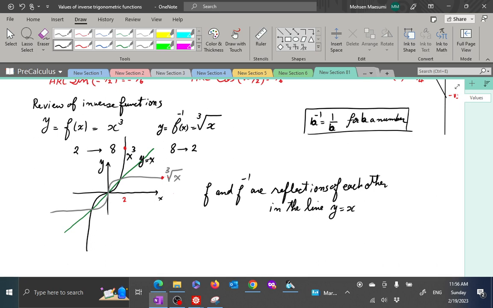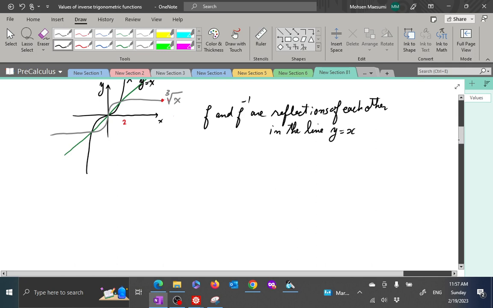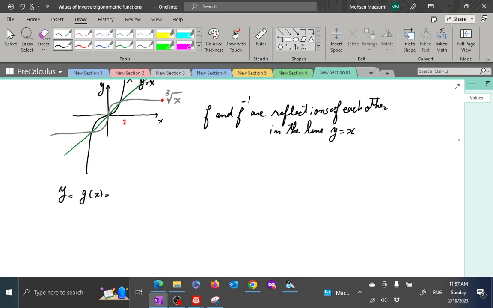Next, does every function have an inverse function? We said every now and then we come into an issue. Suppose I take a function y equals g of x, and say this is the more familiar function x squared. X squared looks like this, is that right? The friendly parabola.